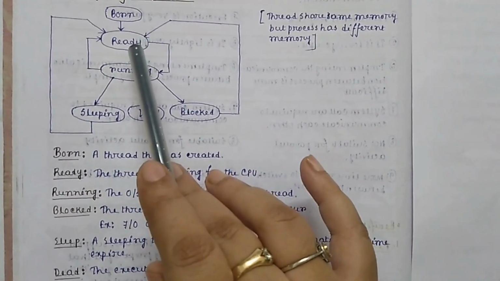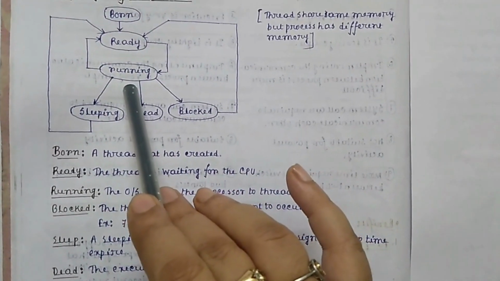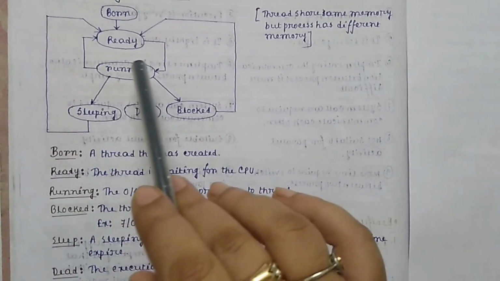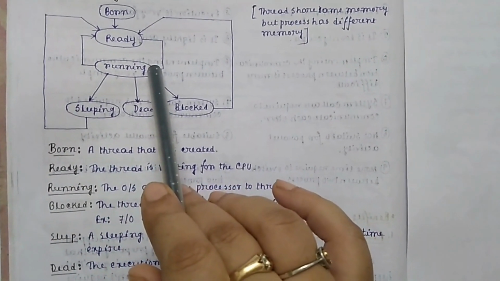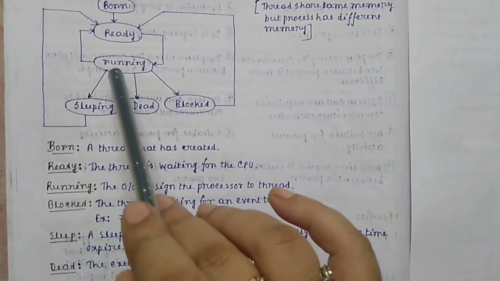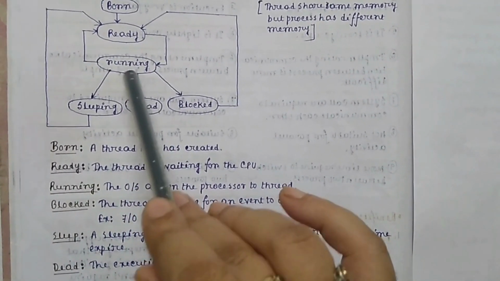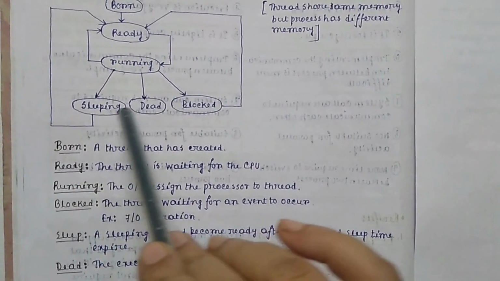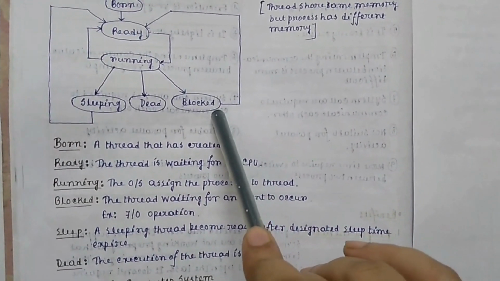Okay. Now the third stage is running. Through running, the operating system processor assigns the thread. Okay. Now here we see that after running, three stages are created. The first stage is sleeping, the second is dead and the third one is blocked.